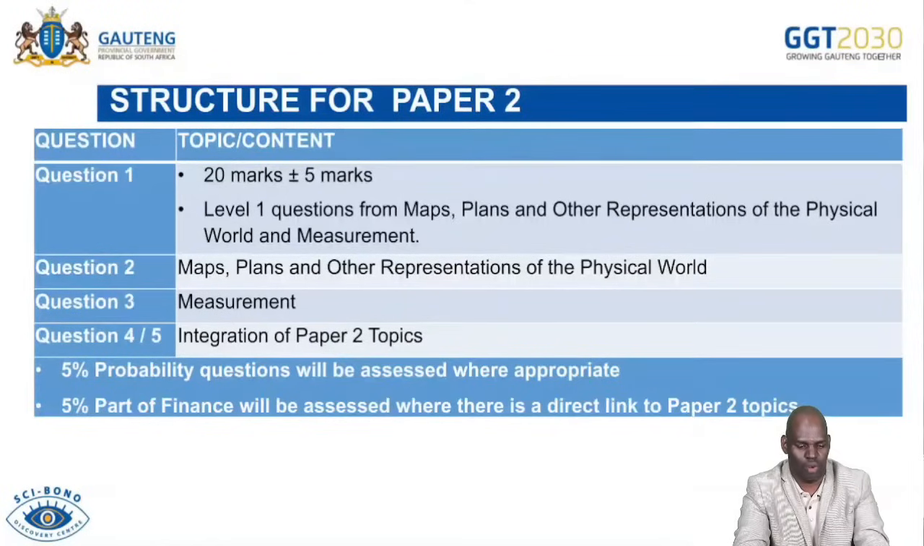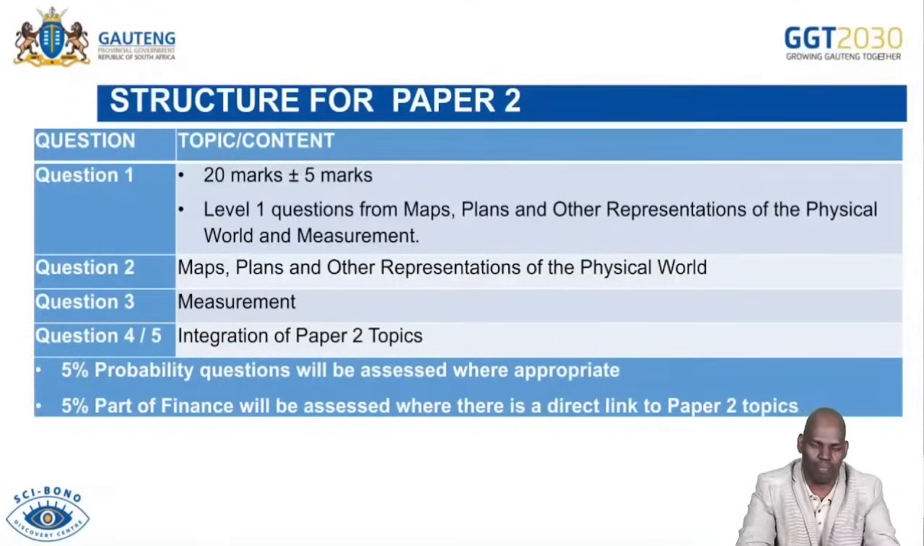Then of course, you must expect some questions about probability, which will be about 5%. 5% of 100 marks is about 5 marks. And then you must also expect a little bit of finance, which is going to be about 5%, about 5 marks in this case out of 100 marks.